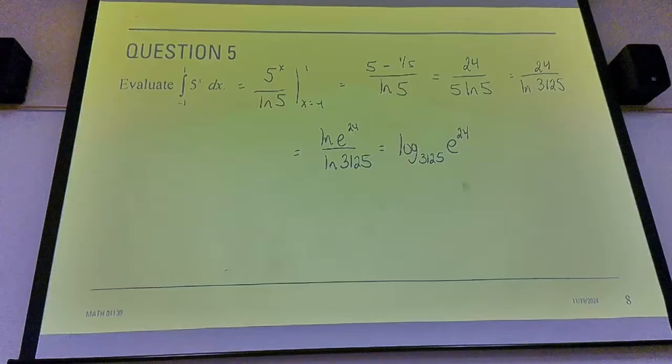Would we ever actually do that in an applied setting? No. But if you want to get technical in terms of math, that is its most simplified form. So if there's something like pre-calc that said fully simplify your answer, that is what you have to write.